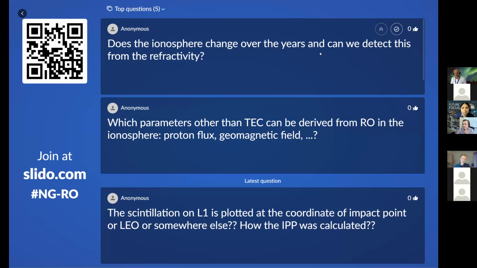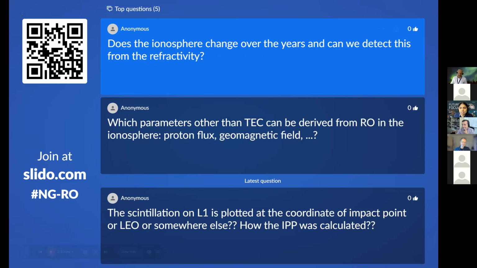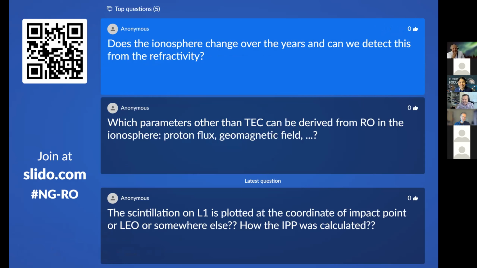Everyone, please, you can still post your questions. We are here. Let me just bring up the slide with the questions. Can you see them? Not yet. Yes. The first question: does the ionosphere change over the years, and can we detect this from the refractivity? Manuel, you are the expert. You can go ahead.